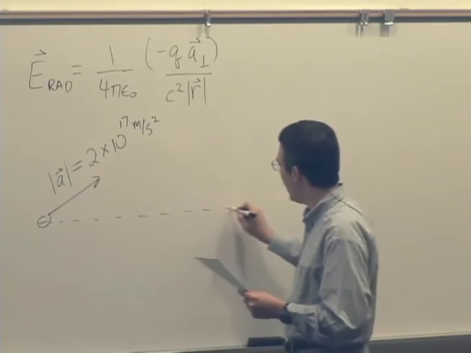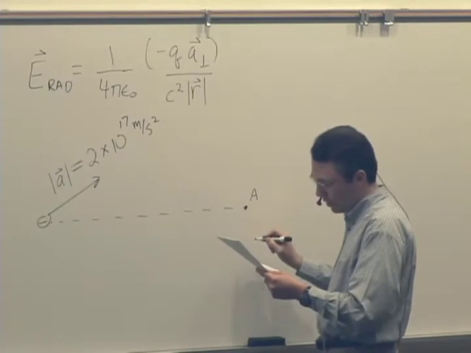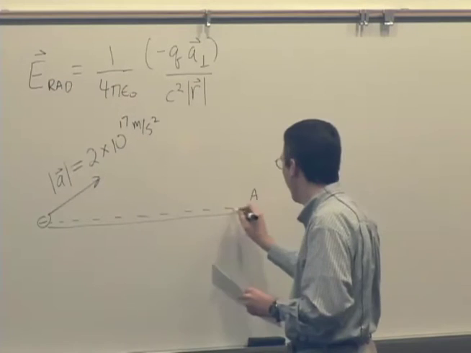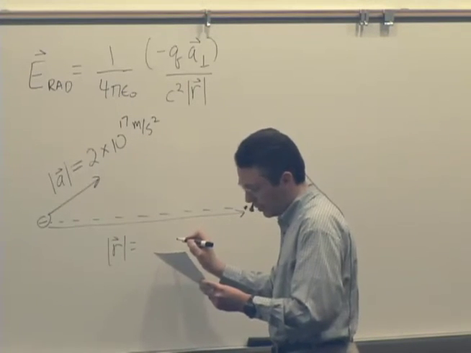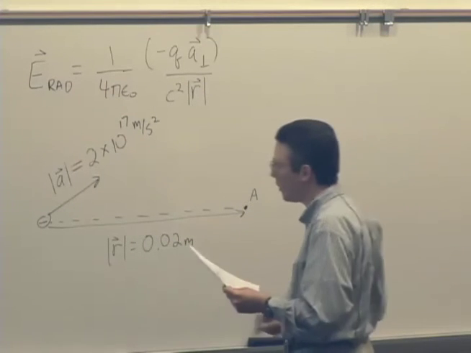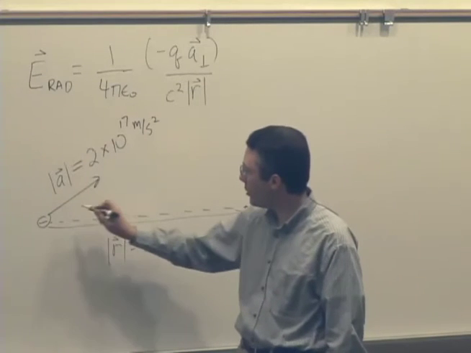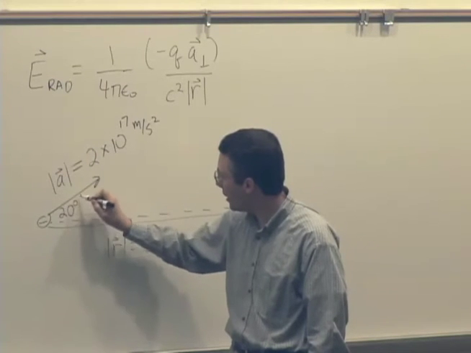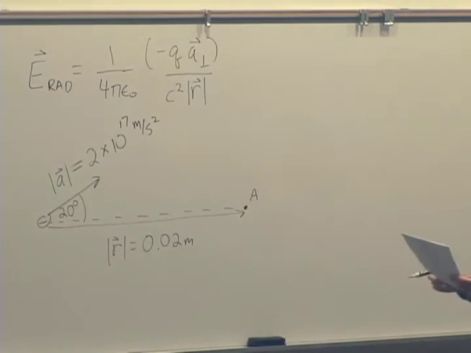R is over here, or the location's over here. So let's say the magnitude of R is, let's make it 0.02 meters. And to find the perpendicular component of acceleration, we're going to need an angle here. So let's say the acceleration makes a 20-degree angle with R.